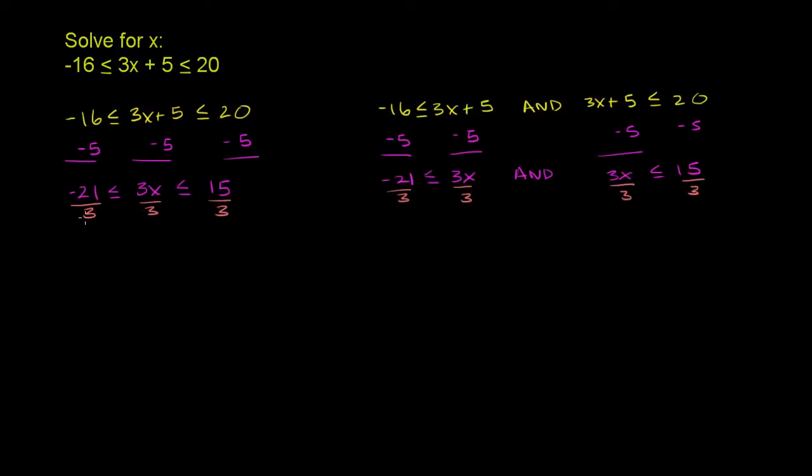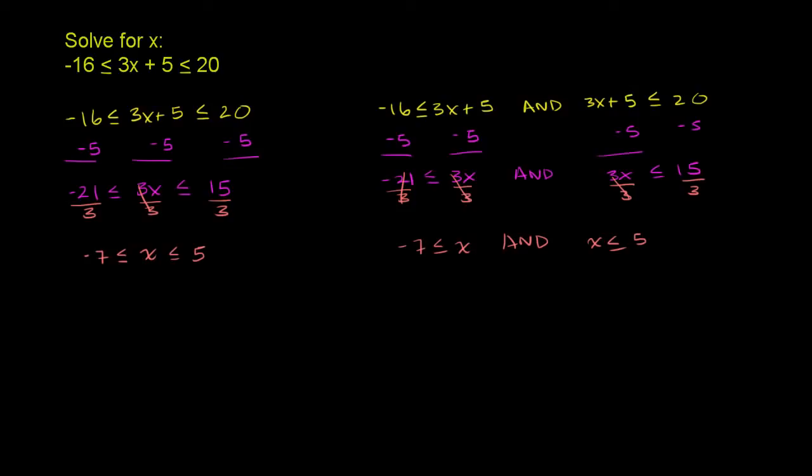And then we get negative 21 divided by 3 is negative 7, is less than or equal to x, which is less than or equal to 15 divided by 3 is 5. You do it here, you get negative 7 is less than or equal to x, and x is less than or equal to 15 over 3, which is 5. This statement and this statement are completely equal. And we've solved for x. We've given you the solution set.